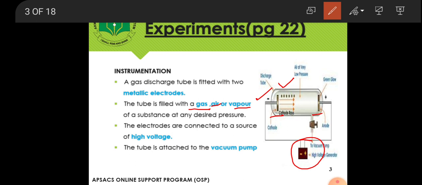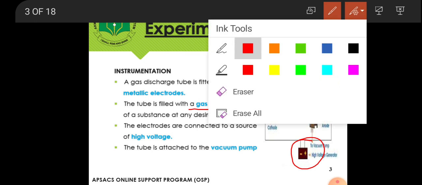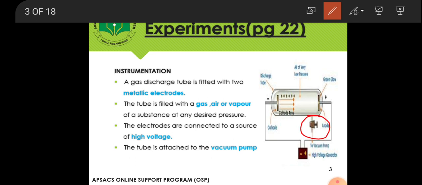The electrodes are connected to a source of high voltage. Cathode is connected to the negative terminal of the battery and anode is connected to the positive terminal of the battery. A vacuum pump is attached to this tube. This vacuum pump is used to adjust the pressure of the gas, air, or vapor which is present in the discharge tube. With the help of the vacuum pump, we can remove the gas from the discharge tube and the pressure of the gas can be adjusted accordingly. When the gas is removed, the pressure of the gas inside the gas discharge tube becomes low.